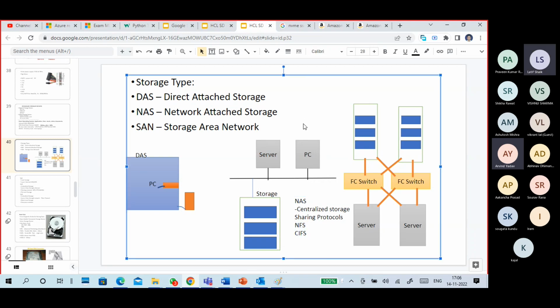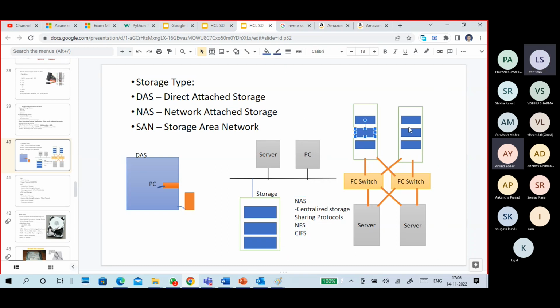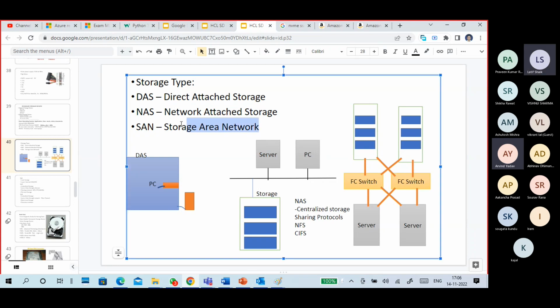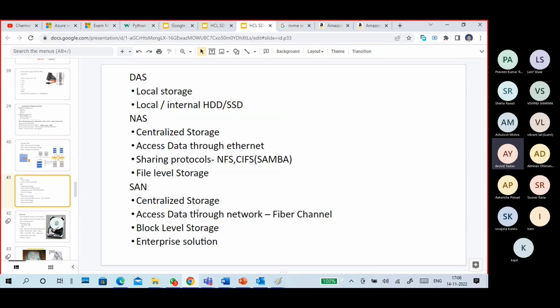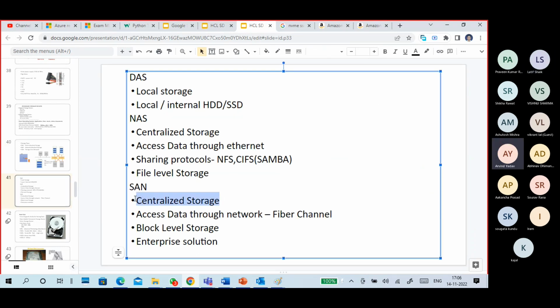This is the NAS diagram. This is the SAN diagram. SAN, storage area network. It is highly redundant. It is a centralized storage, accessed through the network over fiber channels. It's a block level storage and it is an enterprise solution. One more point is there.